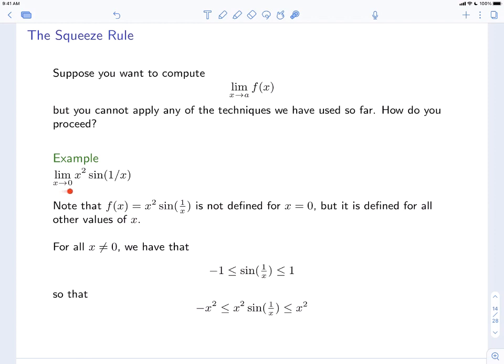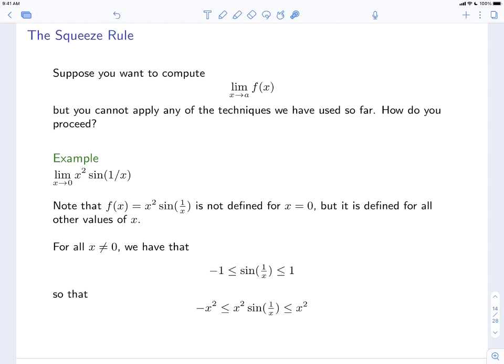The limit as x approaches 0 of x squared times sine of 1 over x. Now this function is not defined for x equals 0 because if you plug in x equals 0, you have sine of 1 over 0, which is not defined. However, this is defined for all other values of x, so what we're interested in is what is happening as x gets close to 0. For all x not equal to 0, we do know that sine of 1 over x is defined, and sine of anything is always between -1 and +1. So we know that that's true.